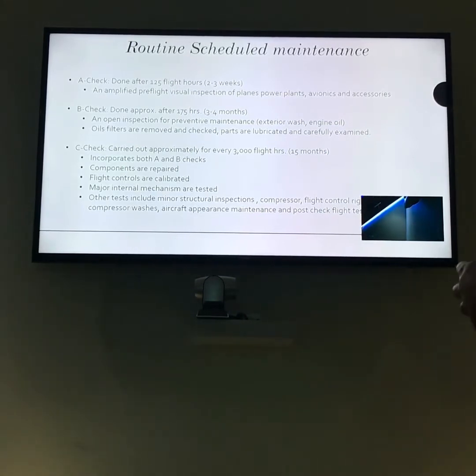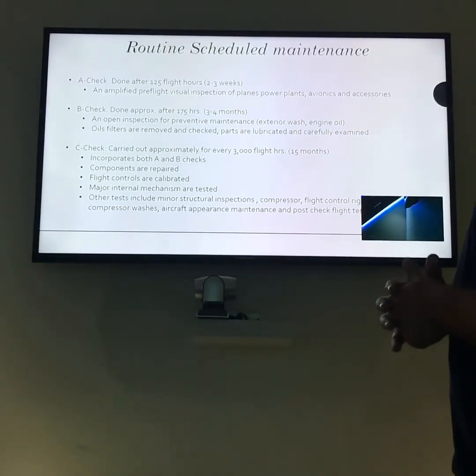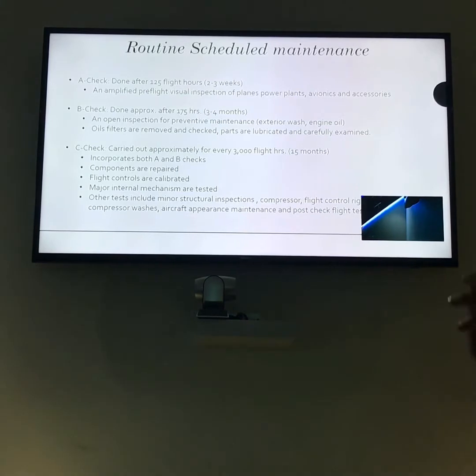A C check can be carried out approximately every 3,000 flight hours. It includes both A checks and B checks. Components are repaired, flight controls are calibrated, major internal mechanisms are tested. Other tests include minor structural inspections, compressor washes, aircraft appearance maintenance, and post-check flight tests.